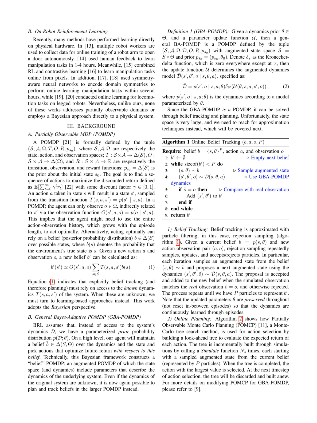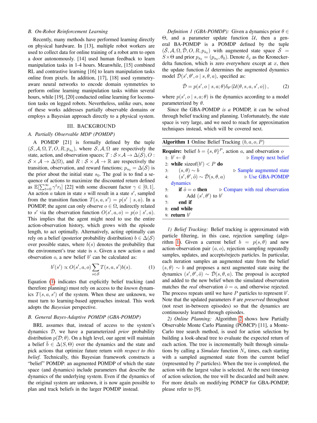Algorithm 1: Online Belief Tracking for BA-POMDP. Require belief B with P particles, action A, and observation O. 1. Empty next belief B'. 2. While size of B' is less than P, do 3. Sample augmented state (s, θ) from B. 4. Use GBA-POMDP dynamics. 5. If the simulated observation equals O, then compare with real observation. 6. Add to B'. 7. End if. 8. End while. 9. Return B'.